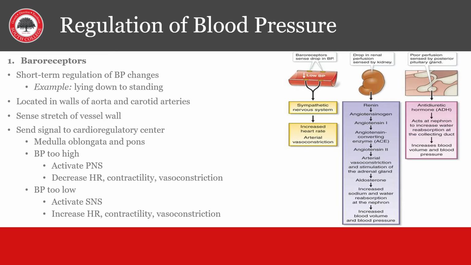Blood pressure is regulated by three principal mechanisms. The baroreceptors located in the carotid arteries will help regulate the blood pressure as they are monitoring the blood flow to the brain. These receptors will send signals to the medulla oblongata and the pons, which can affect heart rate, contractility, and vasoconstriction.